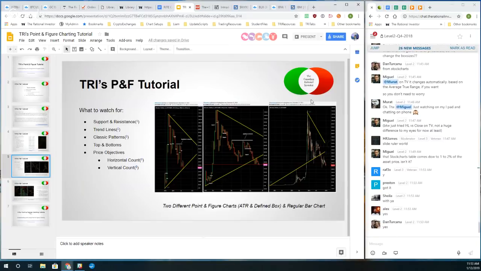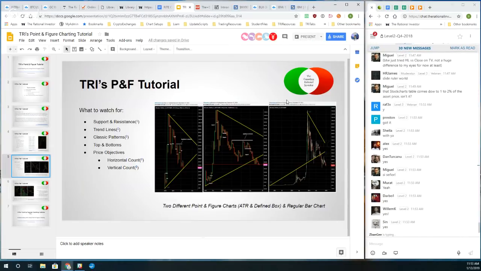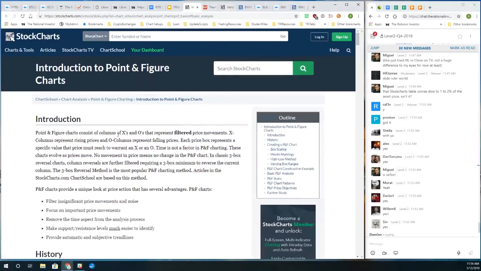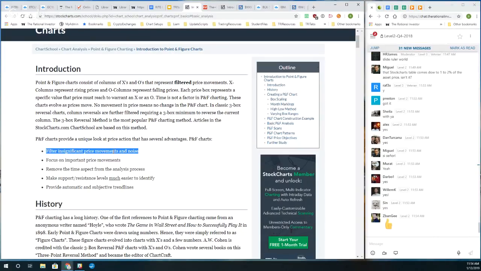Now, what is the big benefit of point and figure charting? Probably the biggest benefit of point and figure charting is it really highlights support and resistance. Again, if we want to use Mr. Murphy's write-up of point and figure charting, because time is removed from the equation, insignificant price movements like a few pennies up or down, it removes that from the equation. You just don't even see it.